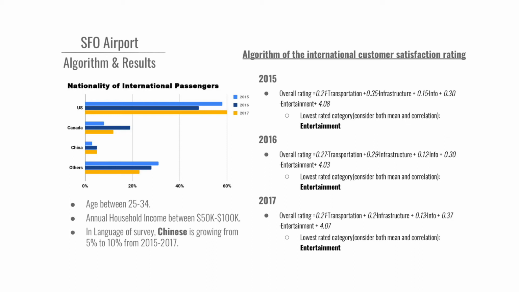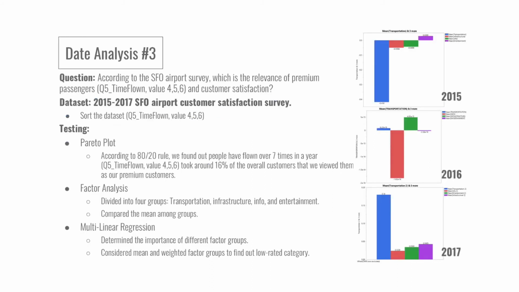In the last question relating to premium passenger satisfaction to San Francisco Airport, we use a Pareto plot to determine the percentage of premium passengers based on the times they've flown each year. We found that around 16% of all passengers could be considered as premium passengers of San Francisco Airport. Later, we applied the same approach as question 2, grouped and weighted each factor and found out which factors lead to the dissatisfaction of premium passengers each year.